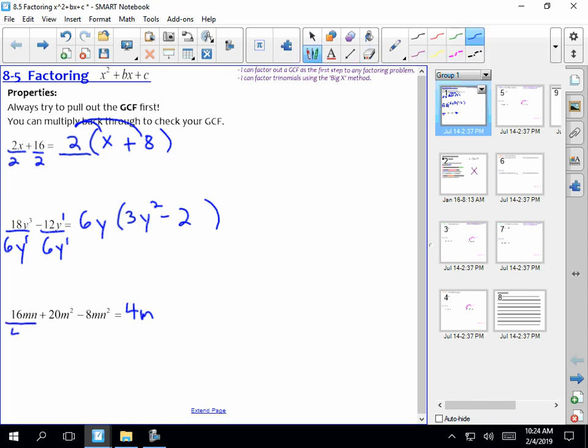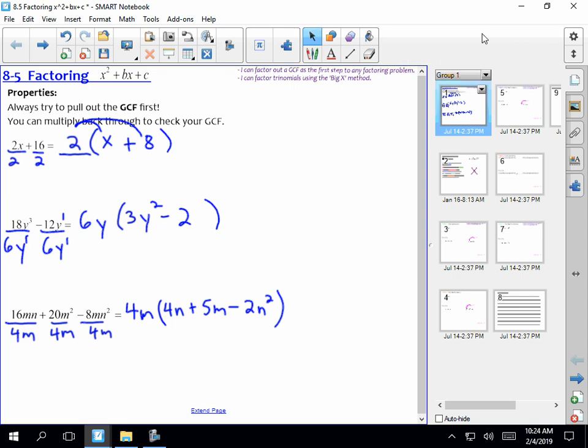I'm going to divide each of these by 4m. So I'm left with 16mn divided by 4m is 4n, and 20m squared divided by 4m is 5m, and negative 8mn squared divided by 4m is minus 2n squared. So that is greatest common factor factoring. And so that's the first thing you want to do on each of these.